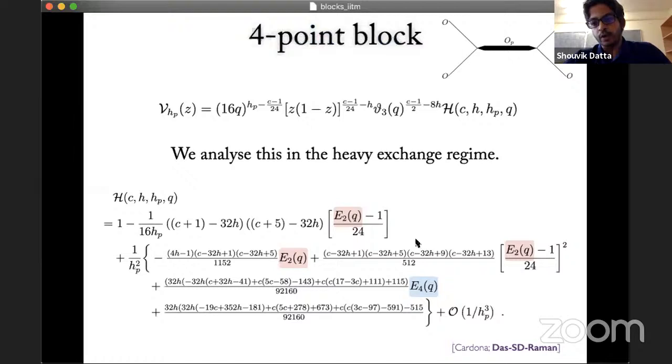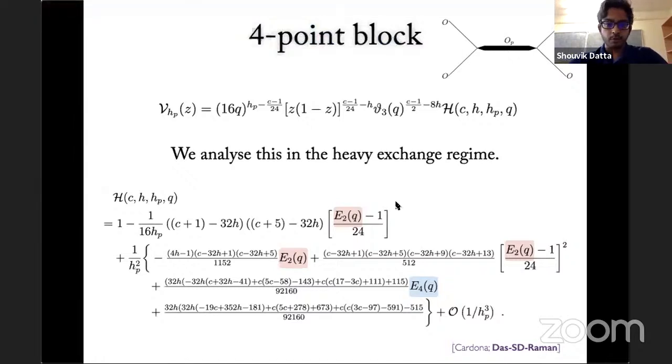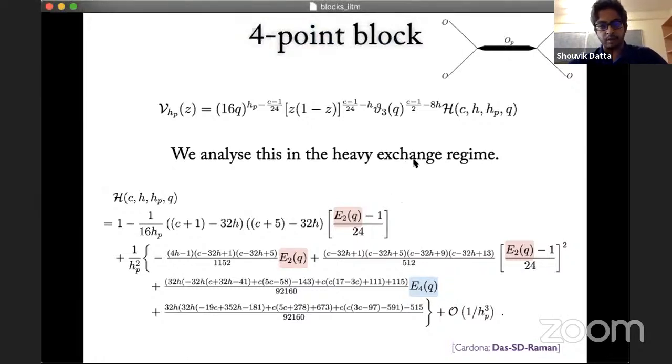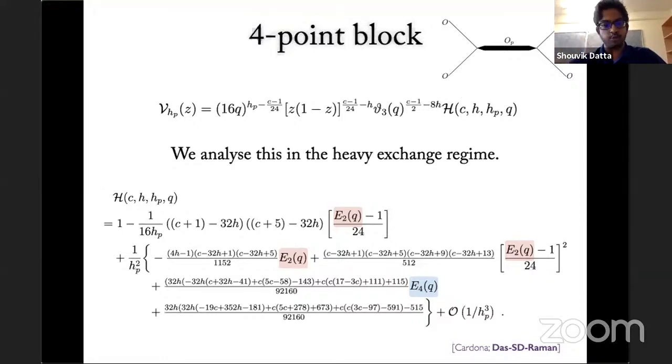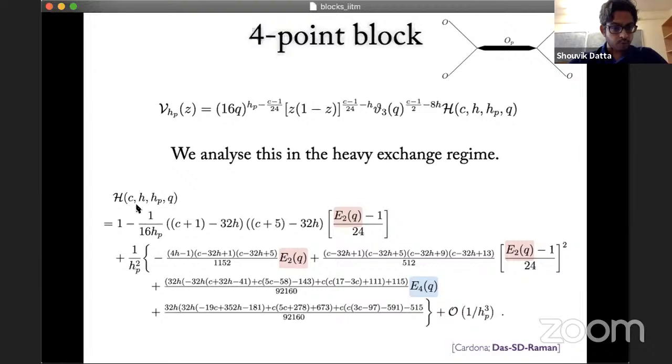We're going to look at the 4-point block in the heavy exchange regime. This part is already known, whereas this part is not known in closed form, but we are going to investigate that in the 1/h_p expansion. So that's what we do here.